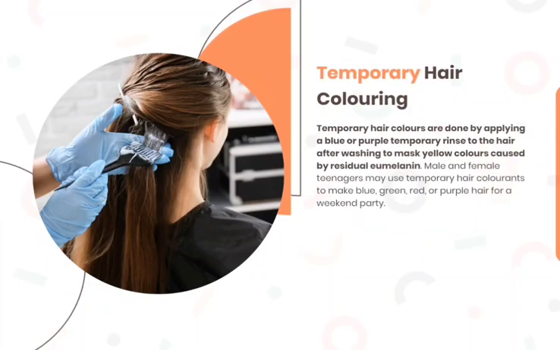Temporary hair colors are done by applying a blue or purple temporary rinse to the hair after washing to mask yellow colors caused by residual eumelanin. Male and female teenagers may use temporary hair colorants to make blue, green, red, or purple hair for a weekend party.